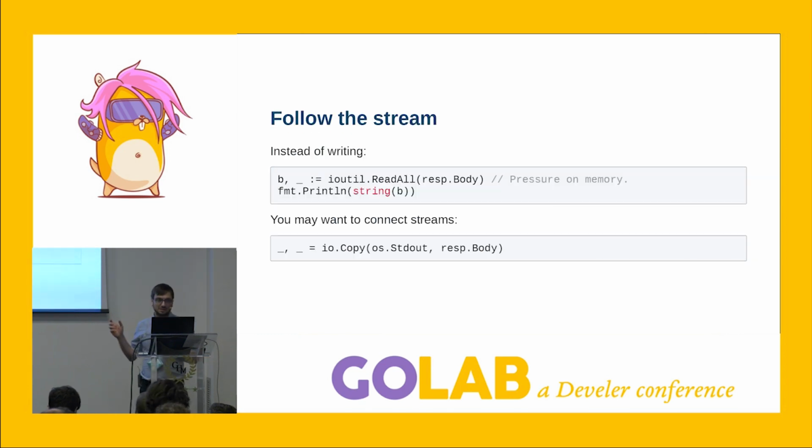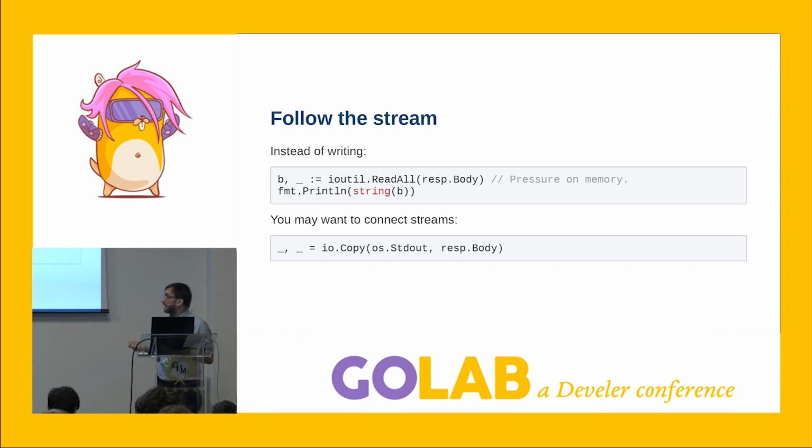So sometimes I see this in code. You have some response body maybe from an HTTP request response, and the ioutil.ReadAll is used to get all the data out. And then, for example, you are writing a curl implementation in Go, and you just want to print out the body. Then you say fmt.Println and then string(b).